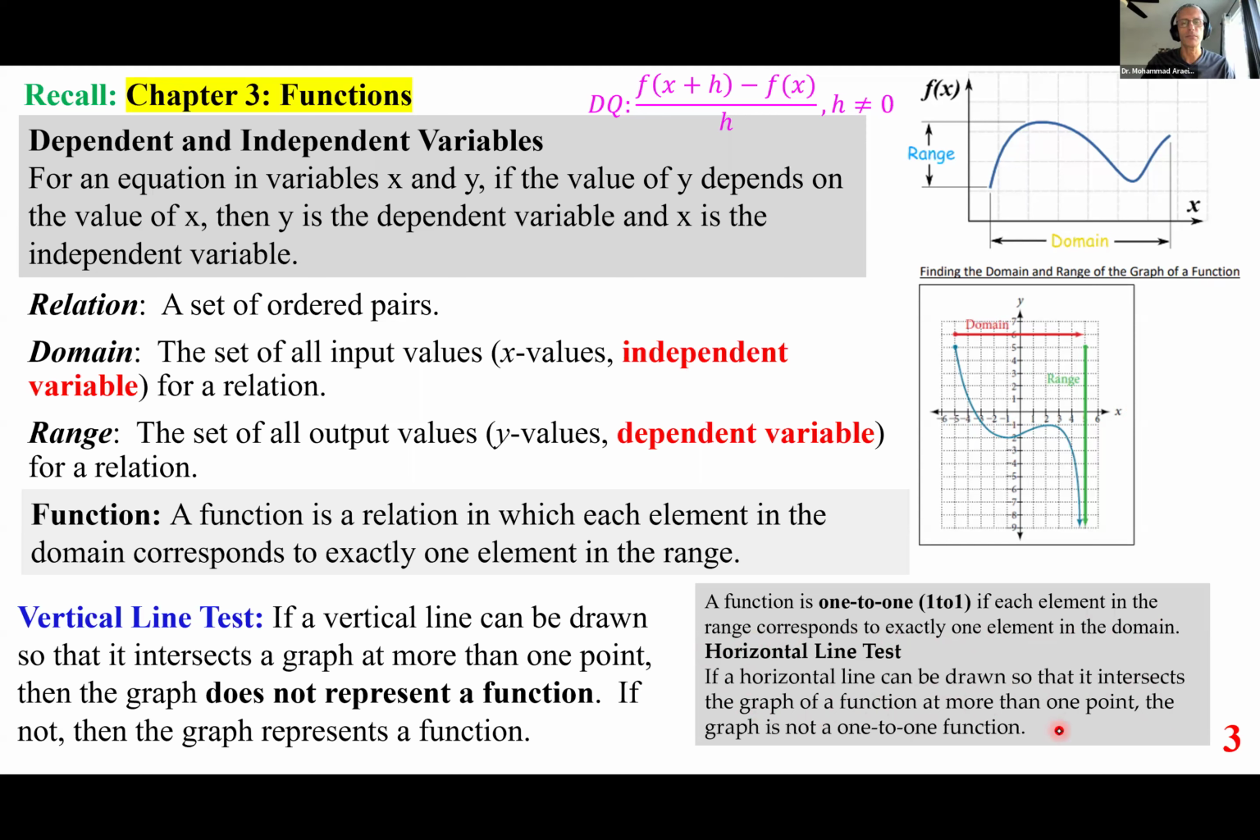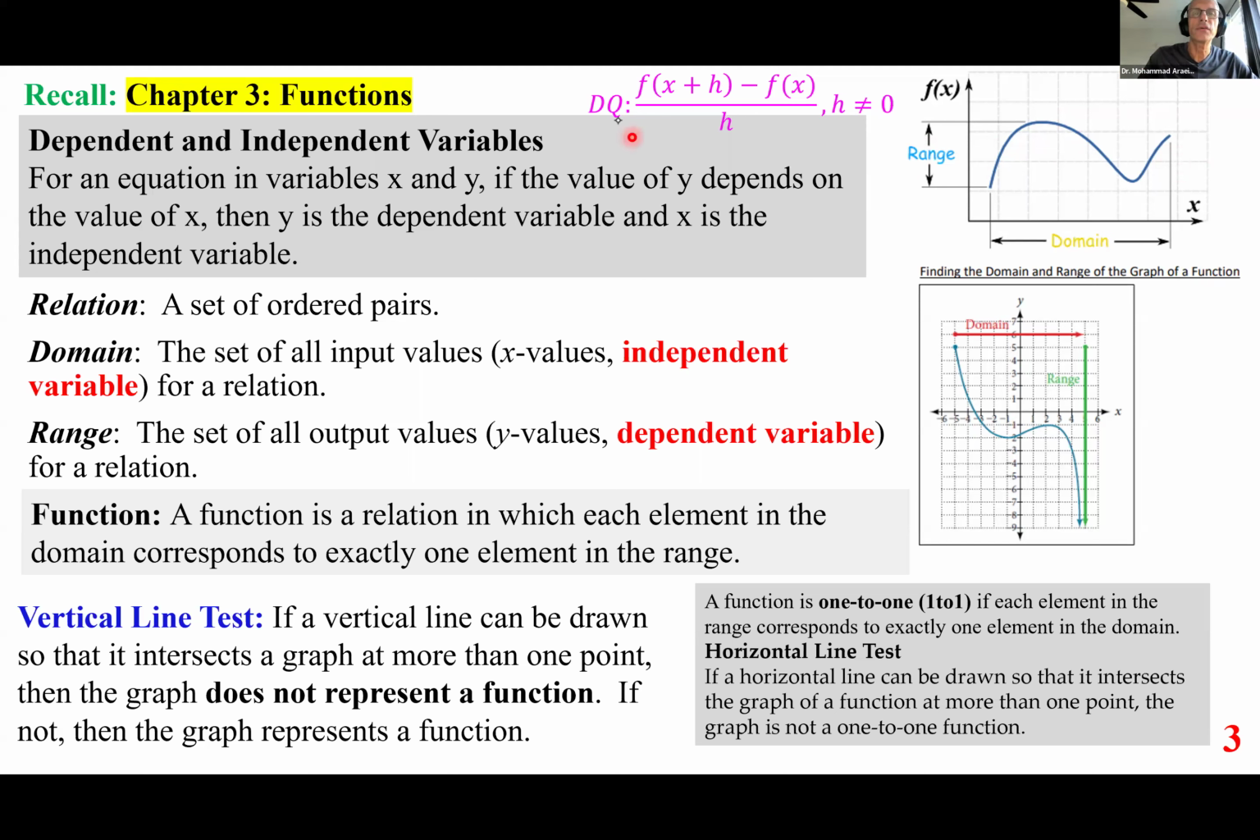In other words, a graph represents a function if the x coordinate doesn't repeat, and it represents a one-to-one function if the y coordinate cannot repeat. So, for example, right here, you can see that it fails the horizontal line test.